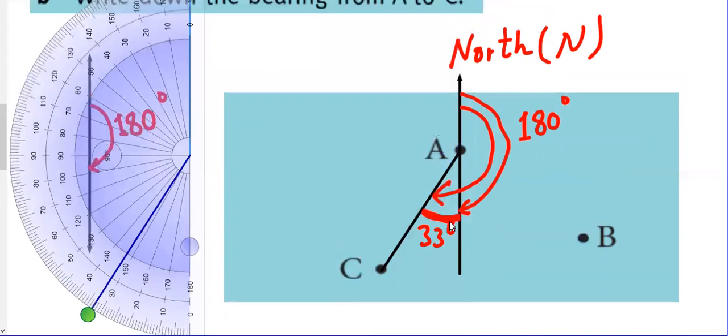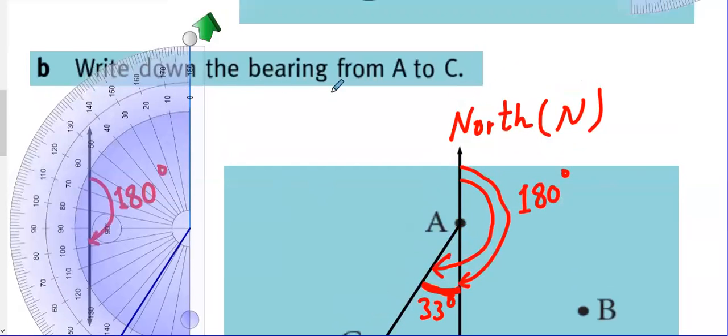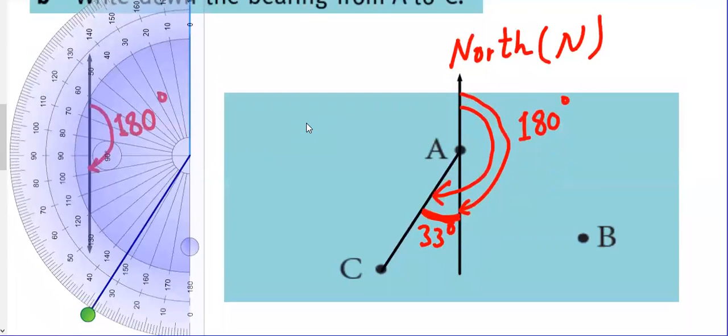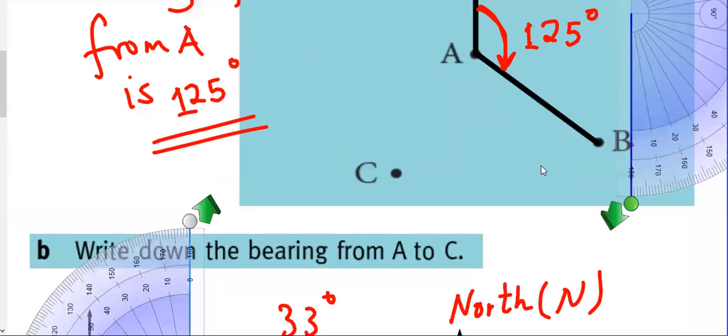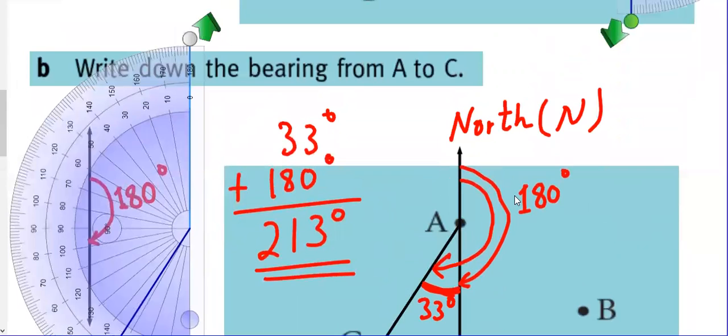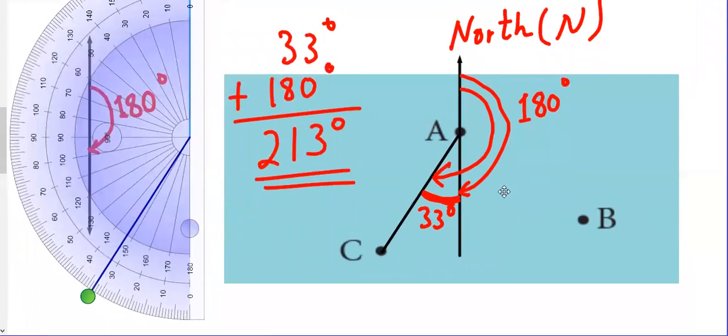Then, how do we combine the two angles? We add, because the question is saying, write down the bearing from A to C. The bearing from A to C, you do 33 degrees, add it to 180 degrees, okay? When you do that, this is 3, this is 11, this is 2. So the bearing is 213 degrees. That is your answer. That's the answer of the bearing of point C from A.